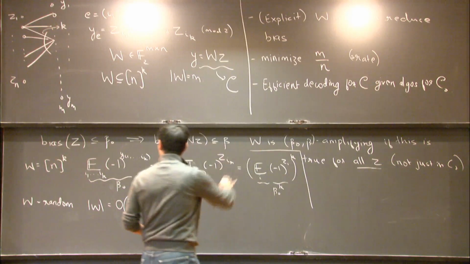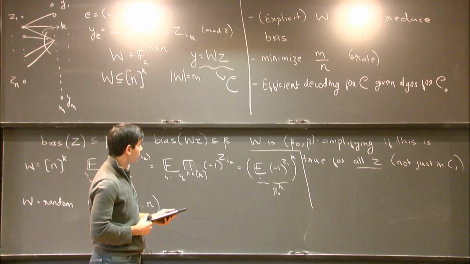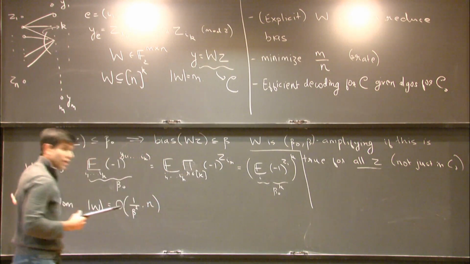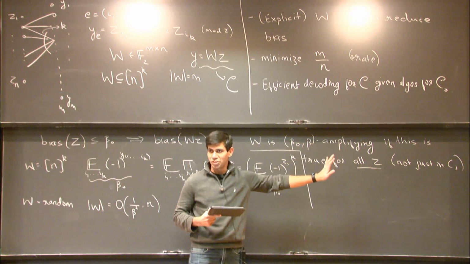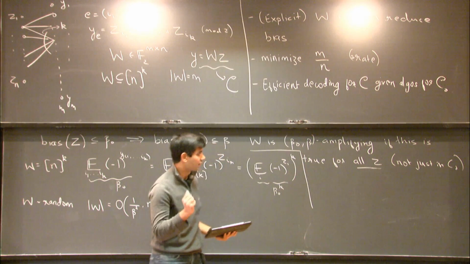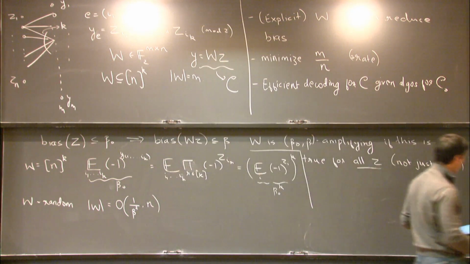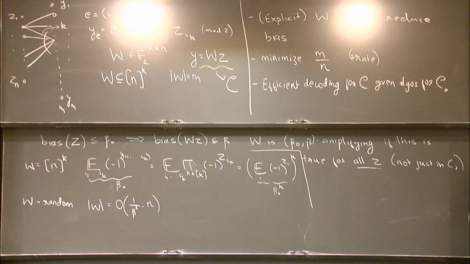So yeah, actually all these constructions I'm stating are not just amplifying for elements of the code, but they are beta_0 amplifying for some constant beta_0, and we can take it to be 0.1. Thanks. Okay.